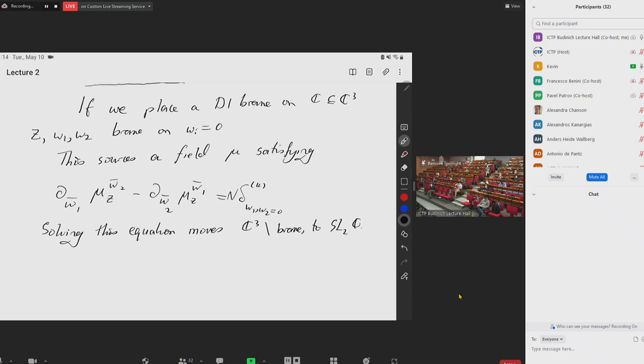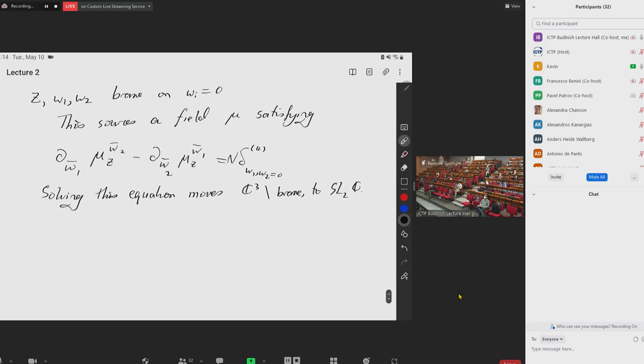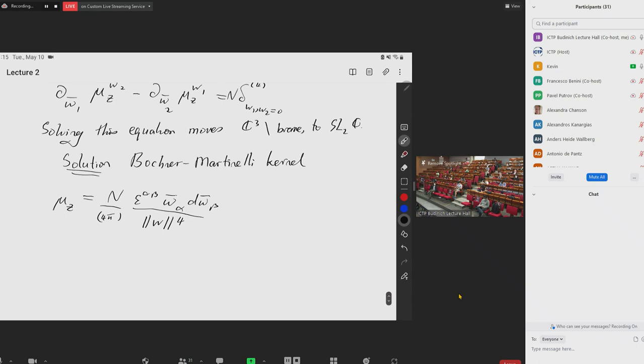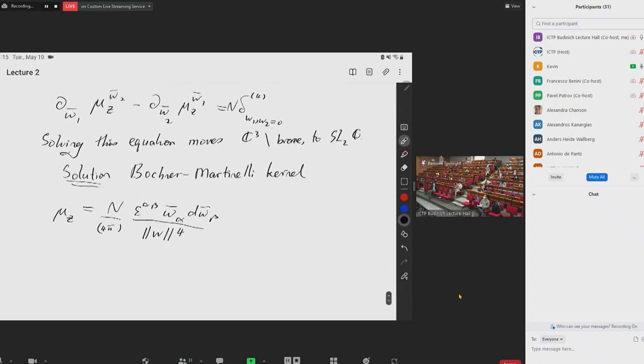So let's try to solve the equation. This is a pretty standard PDE. And the solution is given by the Bochner-Martinelli kernel, where the Z component of mu is equal to N, and then there's some kind of factors of 4 pi or something like that, times the kernel. It's kind of an amusing exercise to check that this Bochner-Martinelli kernel indeed satisfies that equation.